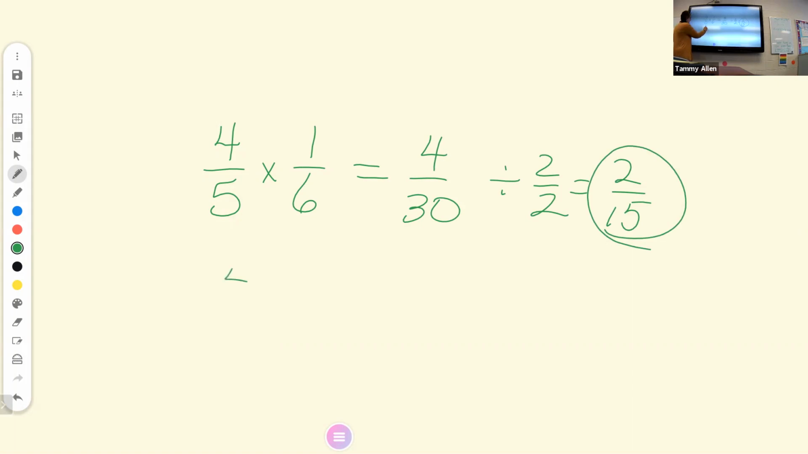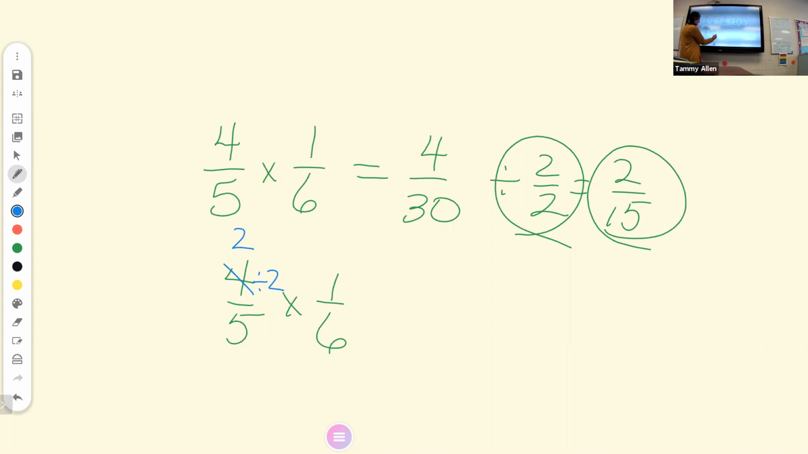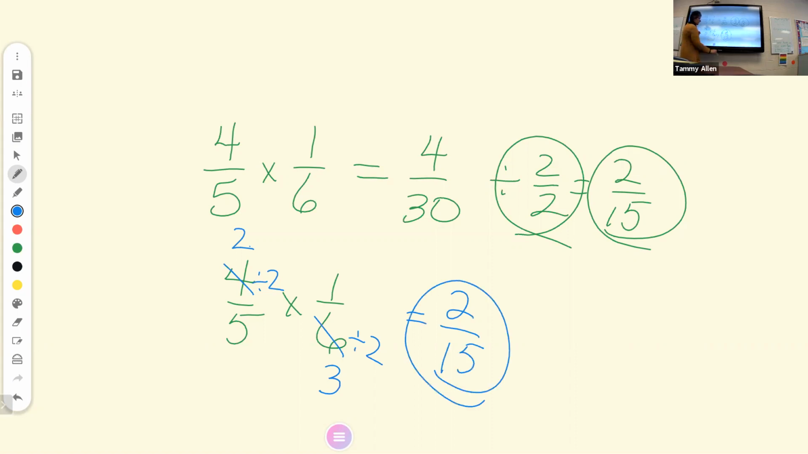However, if we use the canceling method, this tells us that we should have had a factor of 2 in both the numerator and denominator, right? 4 has a factor of 2, which gives us 2. 6 has a factor of 2, which gives us 3. 2 times 1 is 2. 5 times 3 is 15. It's already in lowest terms.